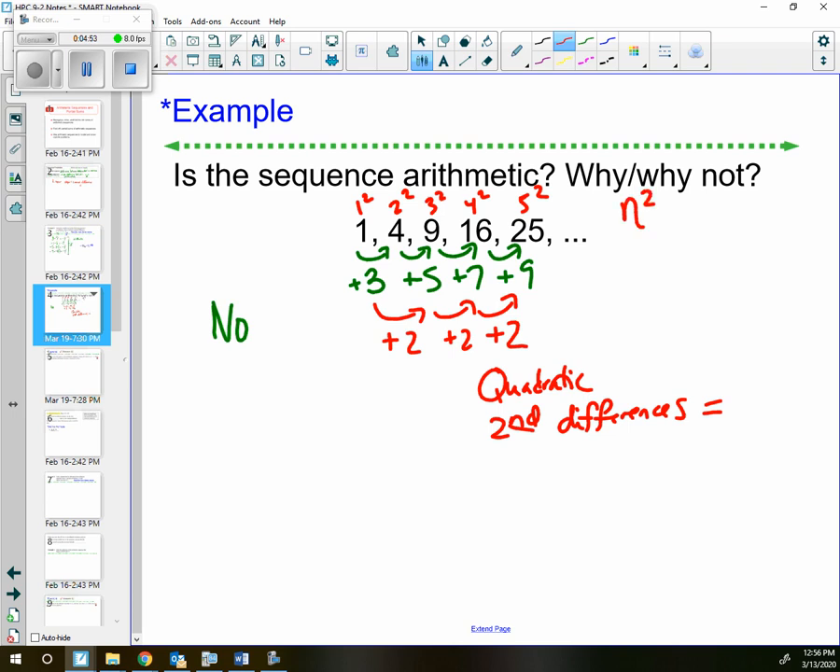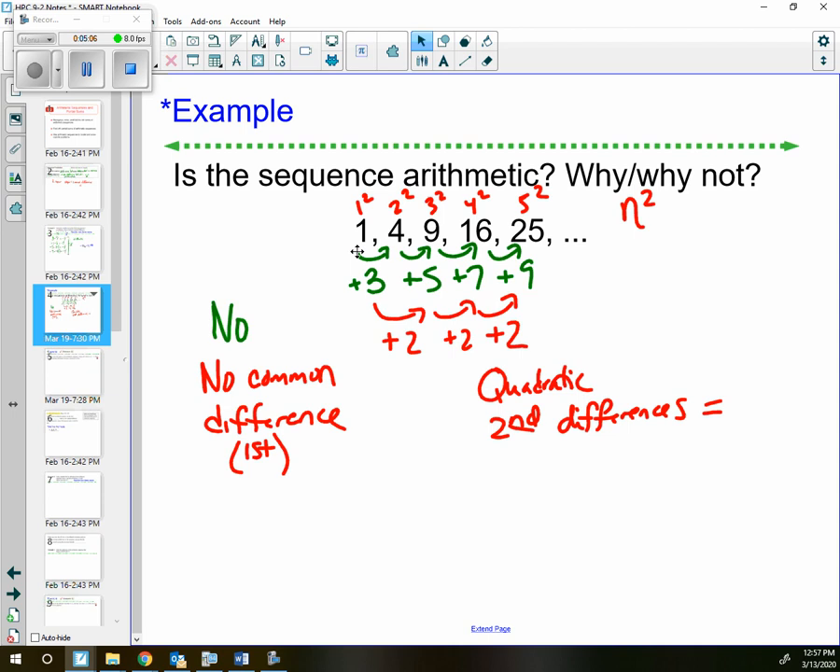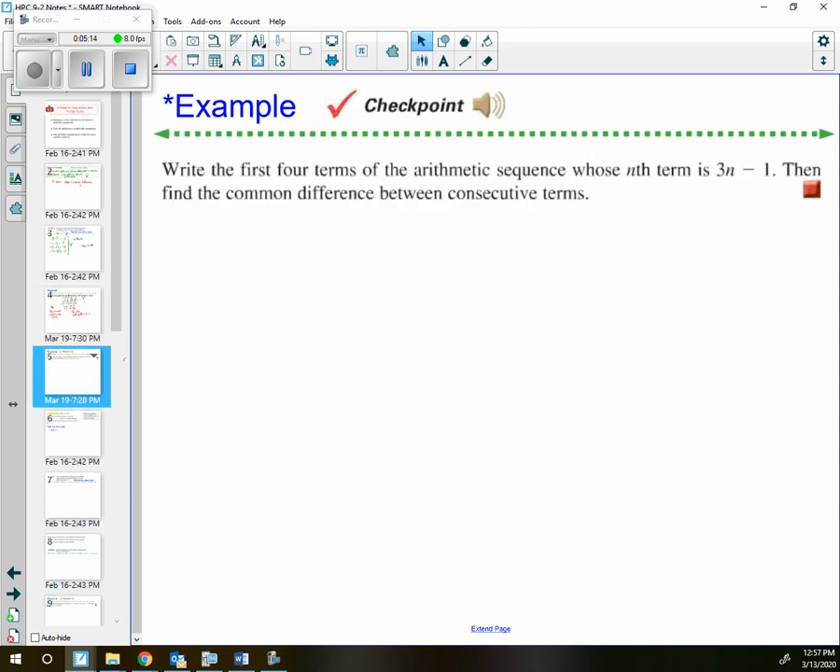So this is definitely not arithmetic because there's no common difference in that first set of terms. So no common difference for the first differences. The second differences are equal, though, that's what makes it quadratic. So being able to recognize. Now, once we knew it was quadratic, we could find the next terms, 36, 49, and so on. But we want to be able to identify this special type of sequence called arithmetic.